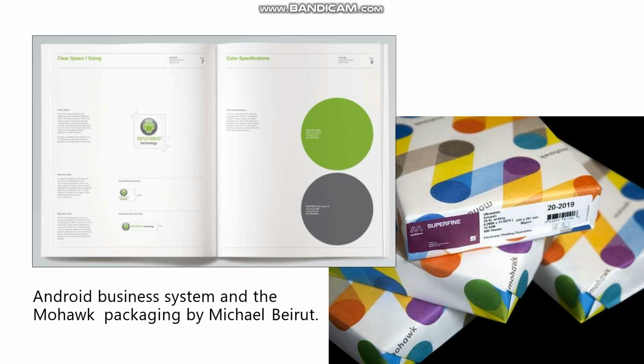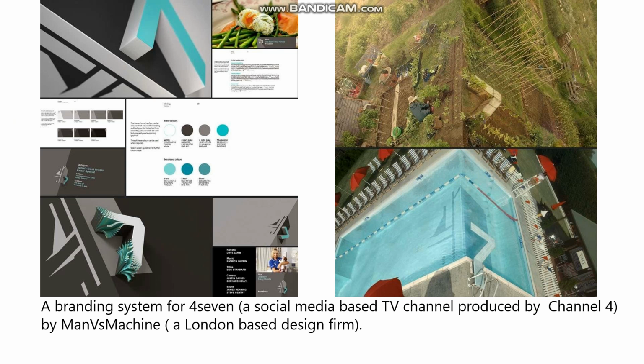Here are some other examples. The Android branding and business system, and I was just talking about Michael Bierut with a student, his packaging design for Mohawk paper. And here are some other examples of artists or designers trying to rethink this.